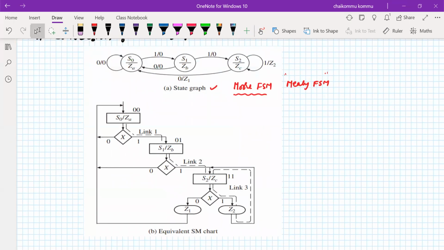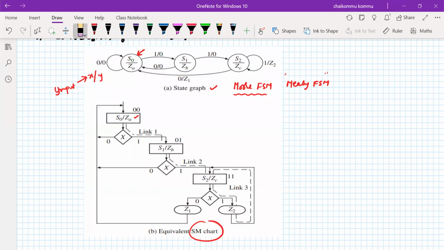Now if you have this FSM, how do we convert it? As I mentioned, the state is represented in the SM chart as a box, a rectangular box, and its output is defined by SA. This we should know. Now, depending upon the X value, here X is the input and Y is the output. So it is a conditional output. Very important, you have to write it.